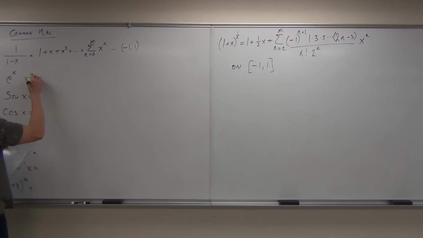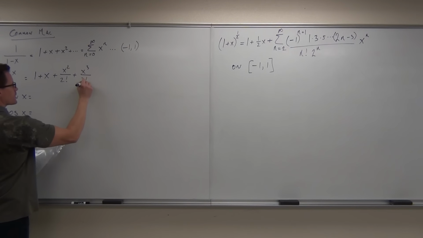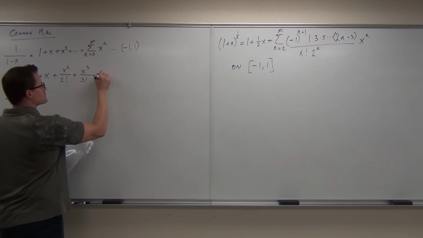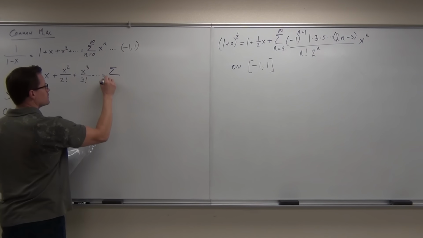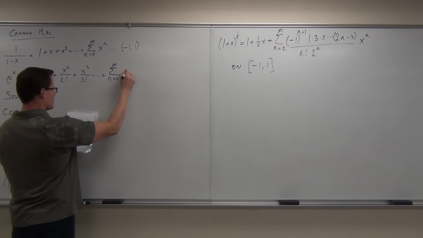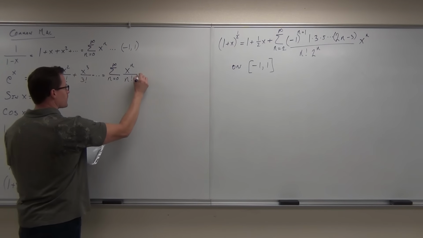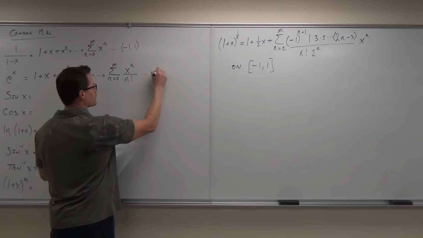E to the x was a nice one. It was 1 plus x plus x squared over 2 factorial plus x to the 3rd over 3 factorial plus, and that's the series from n equals 0 to infinity of x to the n over n factorial, and that converged for all real numbers.